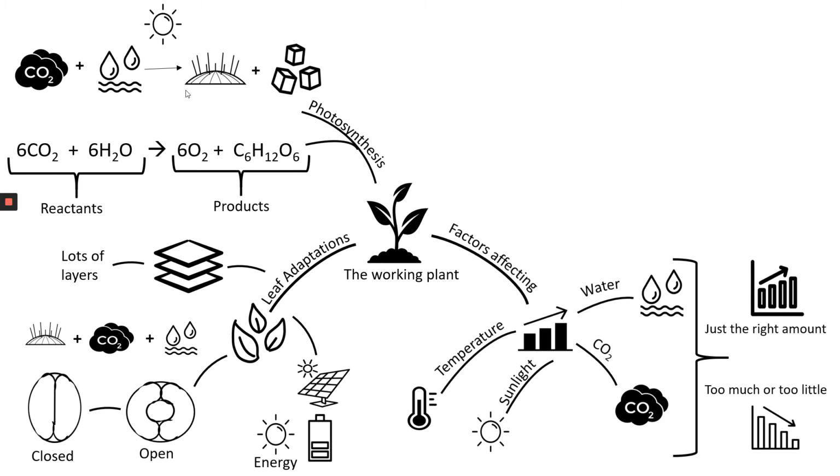Here we are talking about factors affecting photosynthesis. There are many different factors which can affect the rate of photosynthesis. So temperature, sunlight, water and carbon dioxide. Now, temperature.